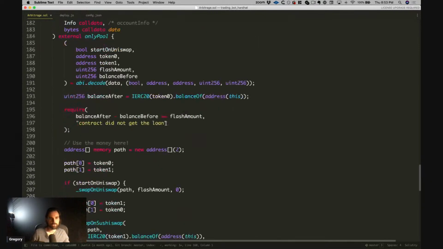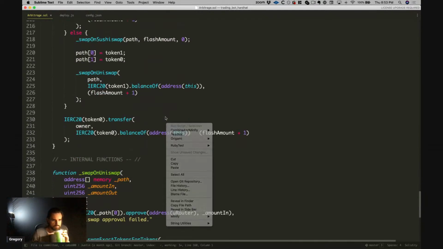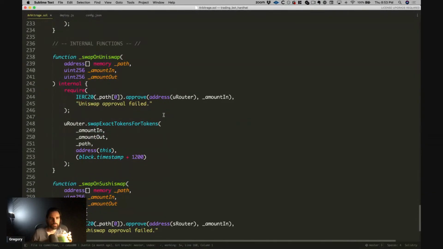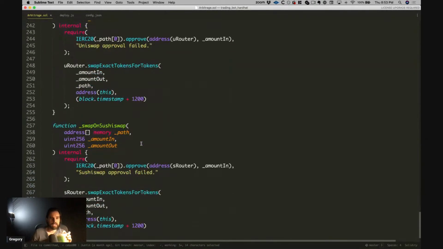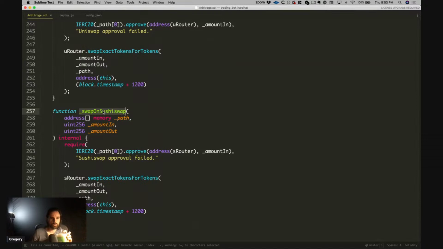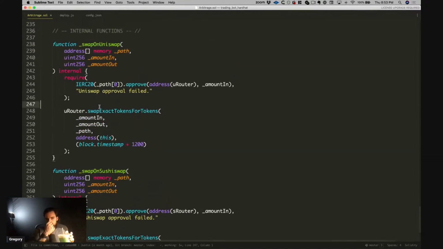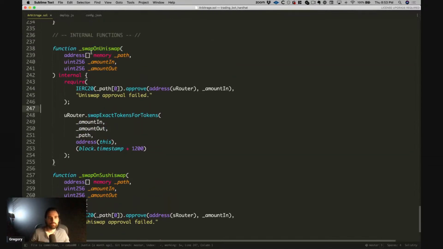All right, so next what we're going to do is talk about swapping on SushiSwap and swapping on Uniswap. So these functions are basically the same. They just work with different routers. So swap on Uniswap is just the token path. It's an array of the two token addresses, the amount in, the amount out. Basically, we just want to make sure that we've approved the tokens for swapping. You have to do that before you swap them.